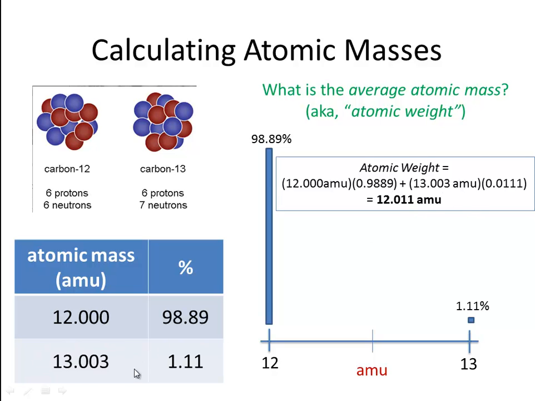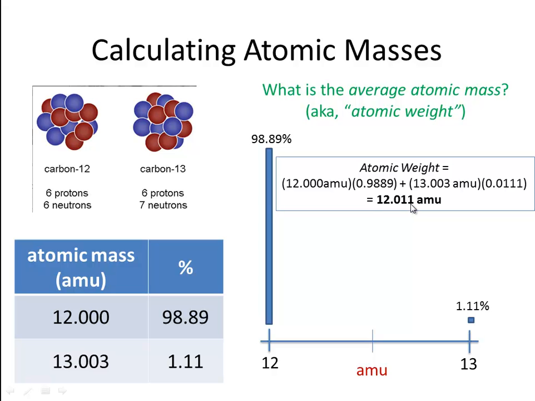plus 13.003 AMU times its corresponding decimal value. Okay, so I hope I'm not confusing anybody by going between the percentage and the decimal form. If you get thrown by that, just take the percentage, take your calculator, divide that by 100, and then you'll get the decimal form. You always have to use the decimal form of the percentage when you're doing these average calculations. And when you do that, you should get 12.011.